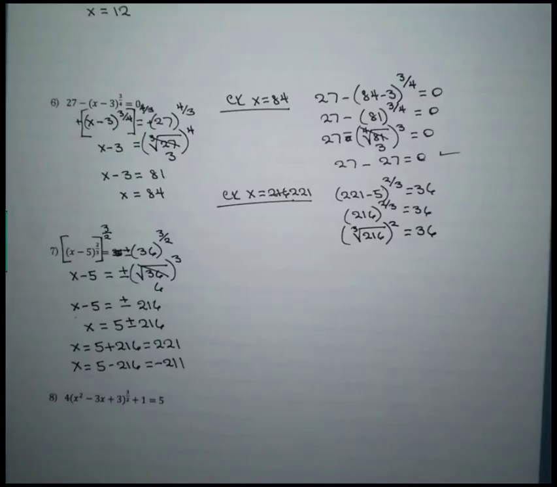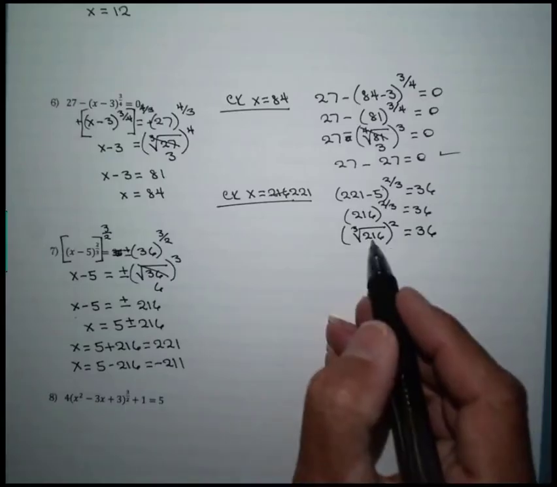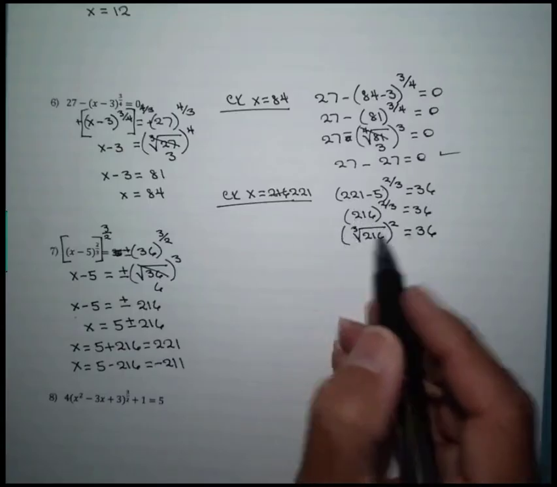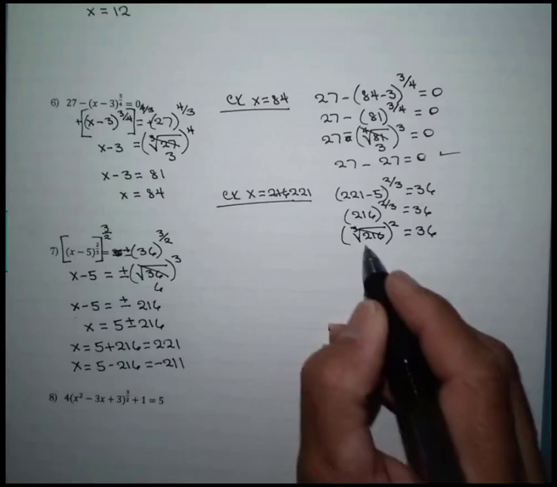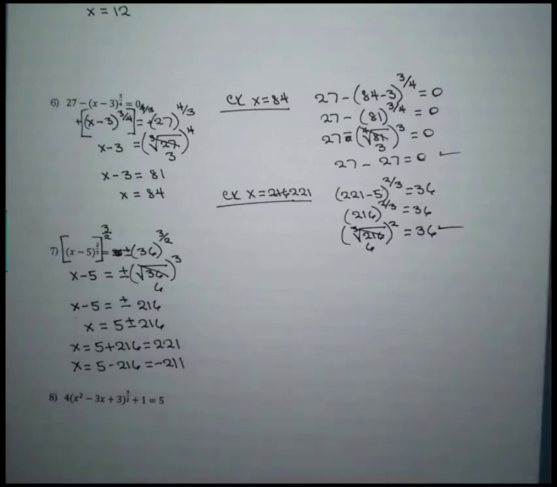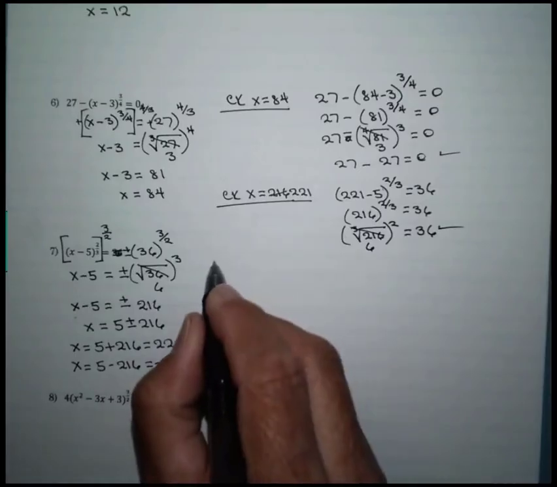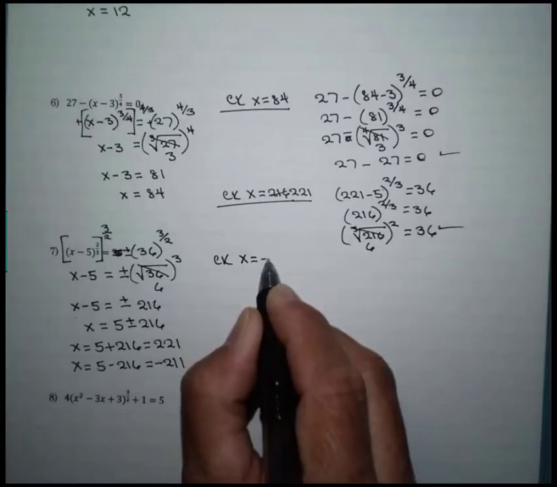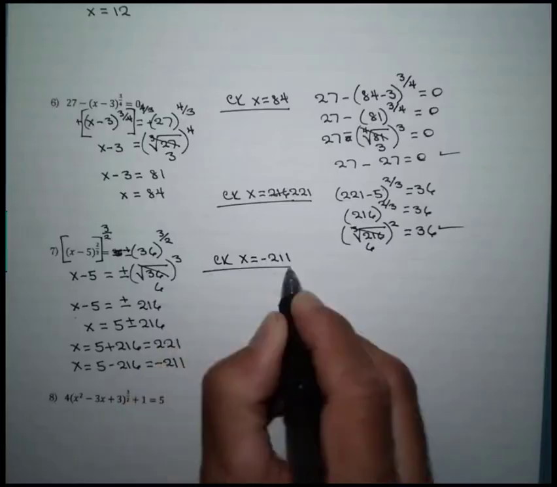If I don't know the cube root of 216, I would type in 216 to the power of 1/3 and get it, and you would find out that this is really 6, and 6 squared is 36, so I can say, yeah, that really works. Let's check another one. Let's check the solution that was x is equal to negative 211.